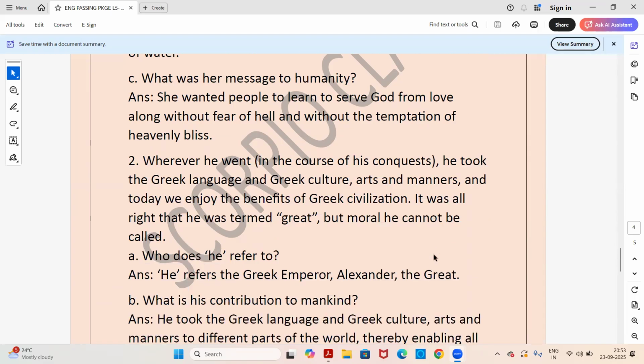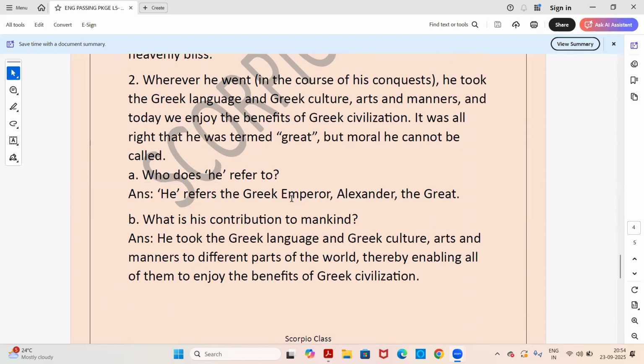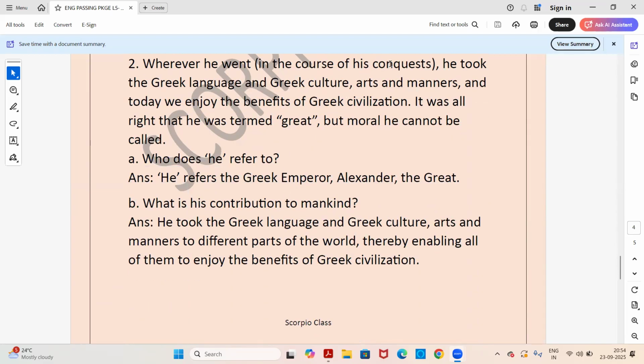Now let's check the second extract. Wherever he went in the course of his conquests, he took the Greek language and Greek culture, arts and manners, and today we enjoy the benefits of Greek civilization. It was all right that he was termed great, but moral he cannot be called. Again, this is extract from the same chapter.